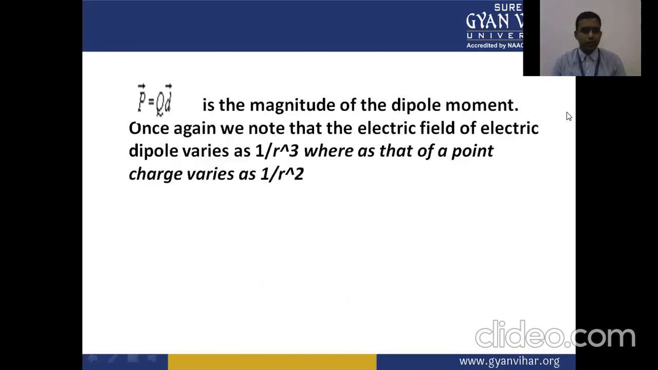Here P is equal to the electric moment and it is given by Q into d, which is the magnitude of the dipole moment. Once again, we note that the electric field of an electric dipole varies as 1 upon R cube, whereas that of a point charge varies as 1 upon R square.